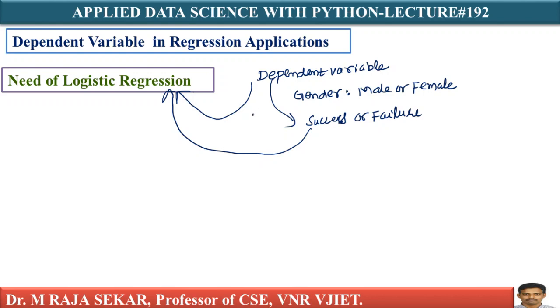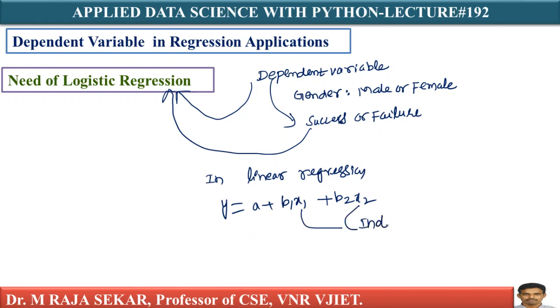So the Y value, you must observe the Y value. Y value means the dependent variable. What's happening in linear regression? Let me write it like this: in linear regression, Y equal to A plus B1 X1 plus B2 X2. X1 and X2 are known as independent variables. You must understand, these are independent variables, and Y is the dependent variable, isn't it? Let me repeat, X1, X2 are independent variables, Y is the dependent variable.